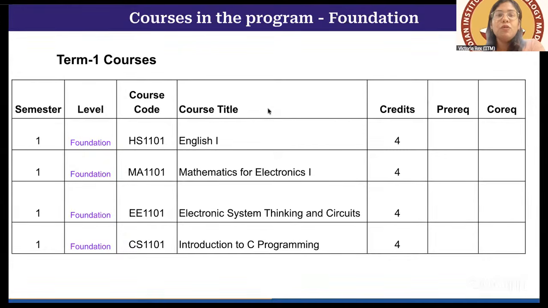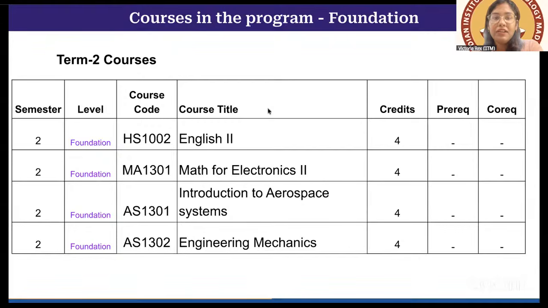These are all the courses that we are going to have in the foundation level. In Semester 1, you will have English 1, Maths 1, ESTC, and C programming. So these are the 4 courses that you are going to learn in term 1. In term 2, you will have English 2, Maths 2, Introduction to Aerospace Systems, and Engineering Mechanics. A few will be in term 2, and the others will be in term 1. So these are all the courses that you are going to learn in the foundation level.